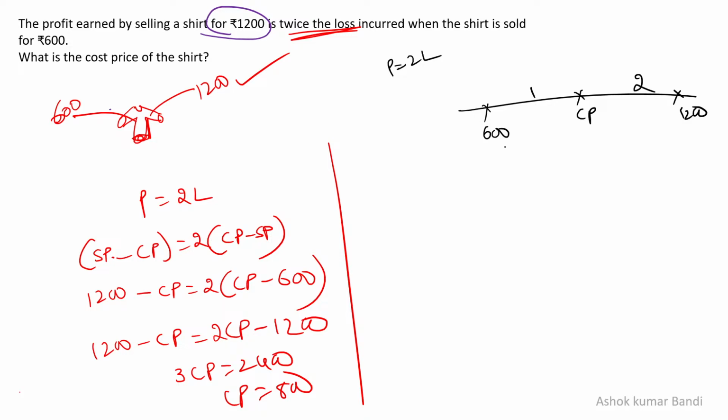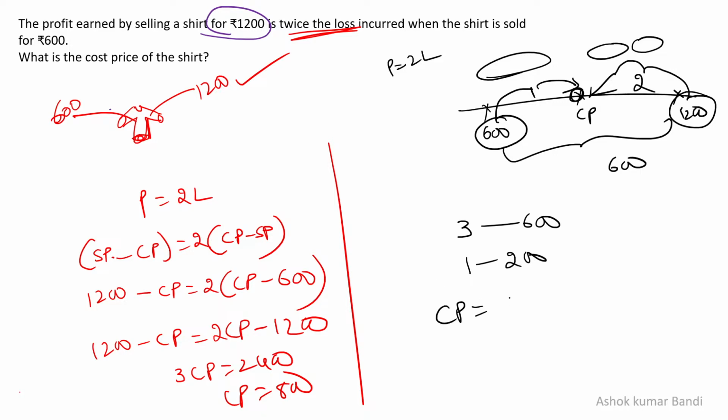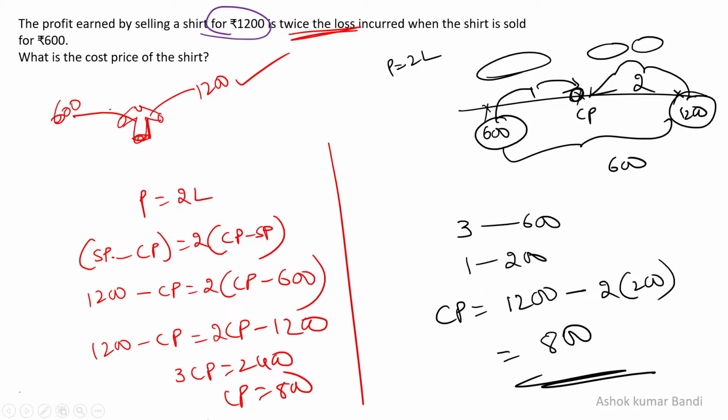Now how much gap is there from here to here? 600 gap. How many units are there? This is 1 unit and this is 2 units. Total 3 units. So 3 units equal to 600 means 1 unit equals 200. If you want CP, you can take this 600 and add 1 unit, you will get this value. Or take this 1200 and subtract 2 units, you will get this value. I will take from the right side this time. So my cost price equals profit selling price minus 2 units, that is 2 into 200, because 1 unit is 200. So the answer is going to be again 800, the same value as here.